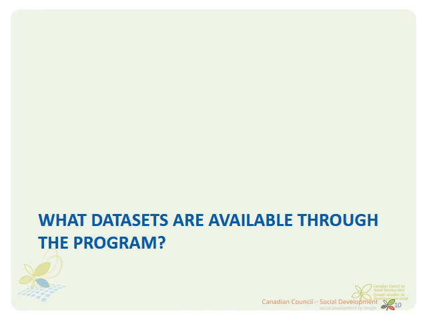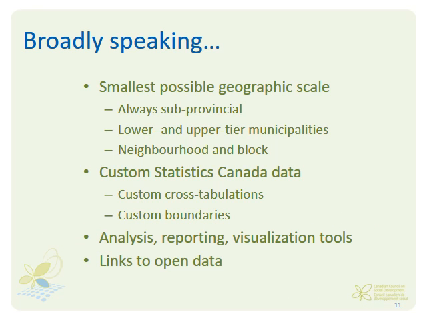What data sets are available through the program? Broadly speaking, the data sets are available at the smallest geographic scale available. This means they are always sub-provincial, lower and upper tier municipalities, and when possible, neighborhood and block areas. We obtain custom data from Statistics Canada that include both custom cross-tabulations and custom boundaries that are submitted by our members. Alongside the data, there are also tools that support analysis, reporting, and visualization of the data. The program, when possible, also provides links to open or free data that is available.